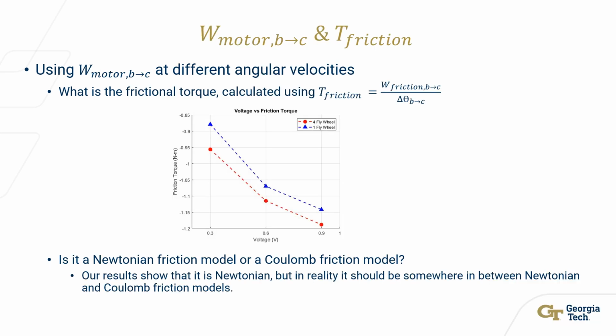When the torque done by friction at a given voltage value is calculated, it becomes clear that the magnitude increases with voltage, with an offset between the 4 flywheel and 1 flywheel data. This means that our system is more representative of a Newtonian friction model as opposed to a Coulomb friction model. However, we understand that the results should be somewhere in between.